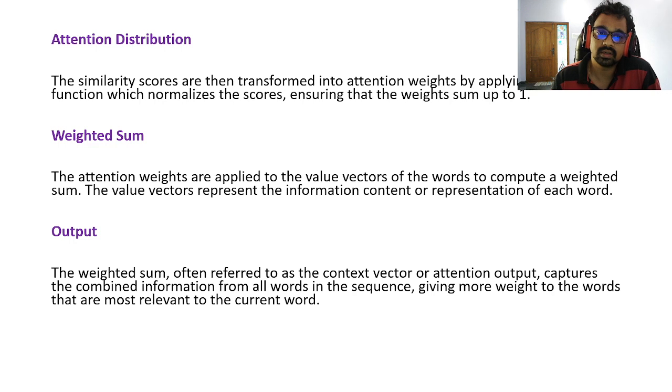The weighted sum is nothing but multiplying the attention weight against the value vector of the given word. The weighted sum, the final output, is also called a context vector, which gives the combined information of all the words in the sequence, giving more weight to the words that are most relevant to the word. So when you look at the weighted sum, the values which are closer to one are more relevant to the current element being attended to.